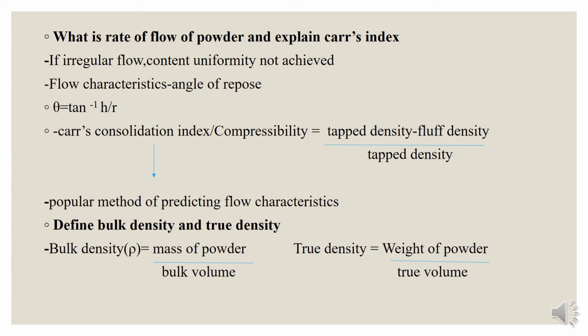Our next part is to explain Carr's index. Carr's index is otherwise known as Carr's consolidation index or compressibility. The equation is: tapped density minus fluff density, divided by tapped density. So this Carr's index, we can say, is a popular method for predicting our flow characteristic.